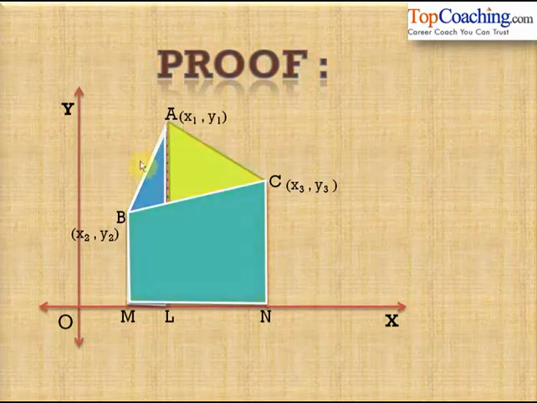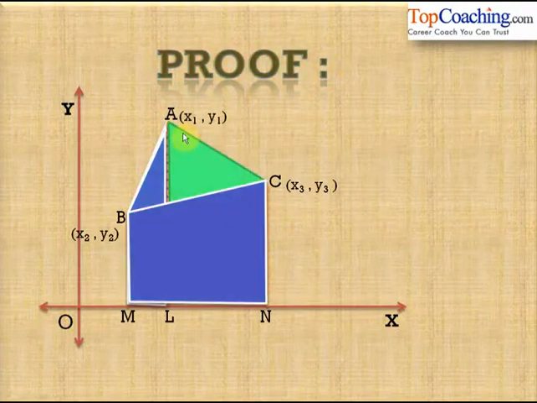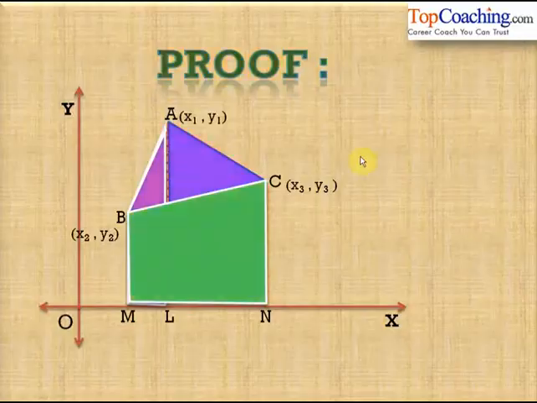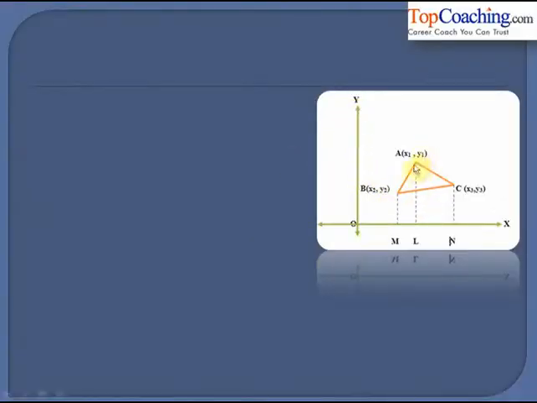If we look at this figure closely, we'll see that the area of triangle ABC is equal to the area of trapezium ABML plus the area of trapezium ALNC minus the area of trapezium BMNC. So, this is the triangle ABC with the vertices A, B and C, the coordinates of which are x1, y1, x2, y2 and x3, y3. And BM, AL and CN are the perpendiculars drawn from these vertices.